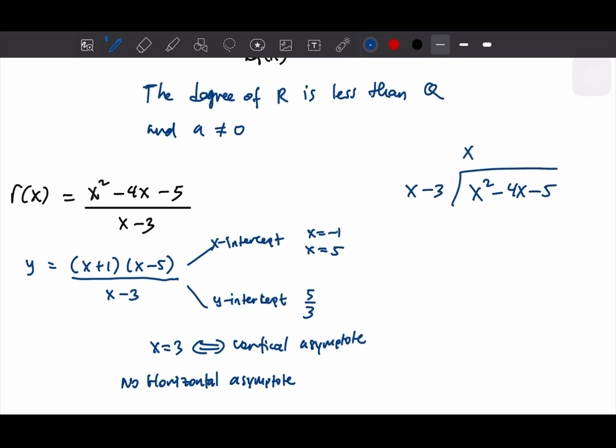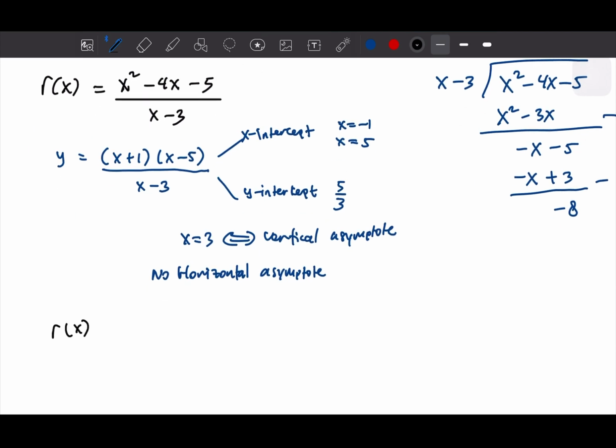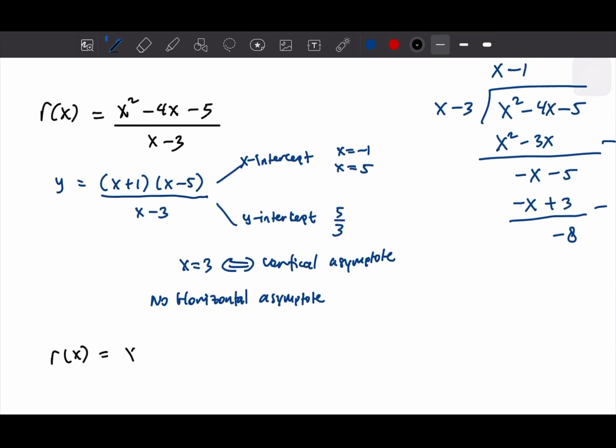So take x, -4 plus 3 is negative x, -5. So this will be plus 1, right? Plus or minus 1, supposed to be, because it's going to be negative x, and plus 3. So we will have -8. Okay, and then we stop here. So we could write R(x) as x minus 1 minus 8 over x minus 3. And we could say that this x minus 1 is our slant asymptote.